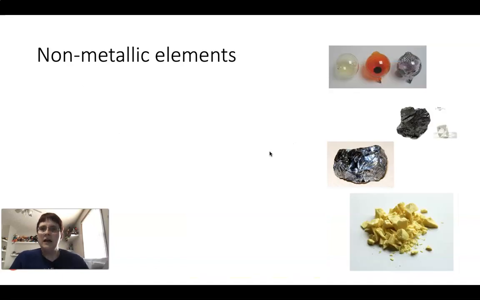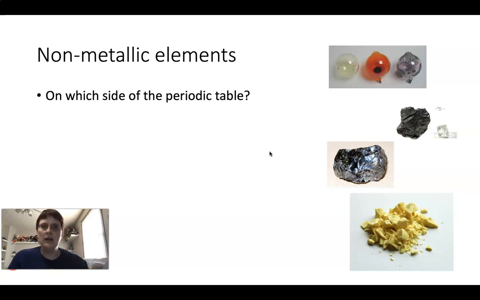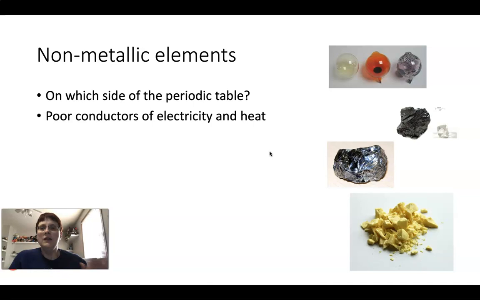Then you've got the non-metallic elements. These are the ones on the far right-hand side, in that group that we just saw a little bit ago that are pink in the slides. So these are on the right-hand side of the periodic table. These are poor conductors of electricity and heat. So some of these can be used as insulators. Some of them are made into compounds, combinations of elements, to be able to be insulators because of that poor conductivity. Some of them may be transparent.